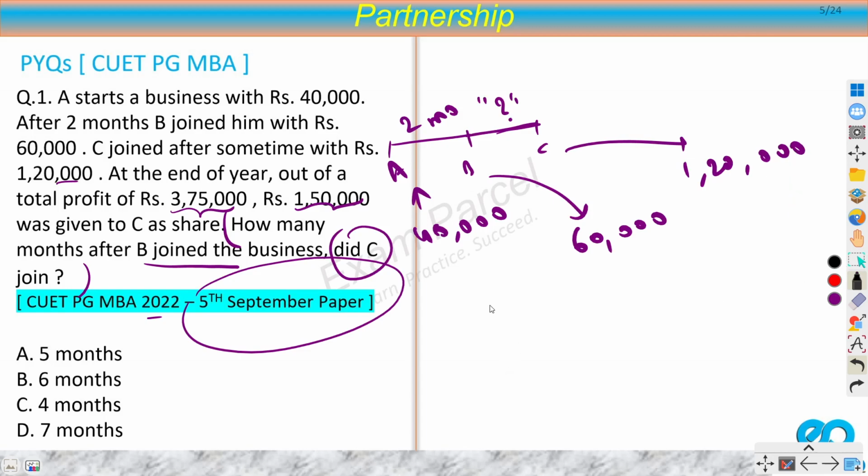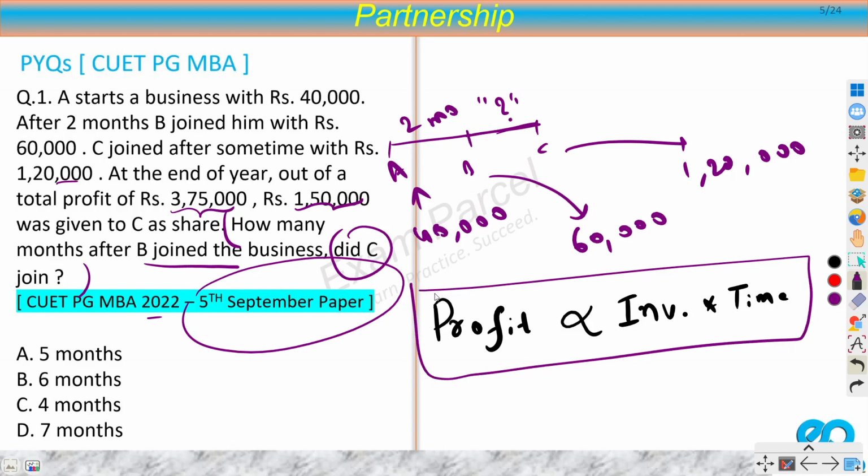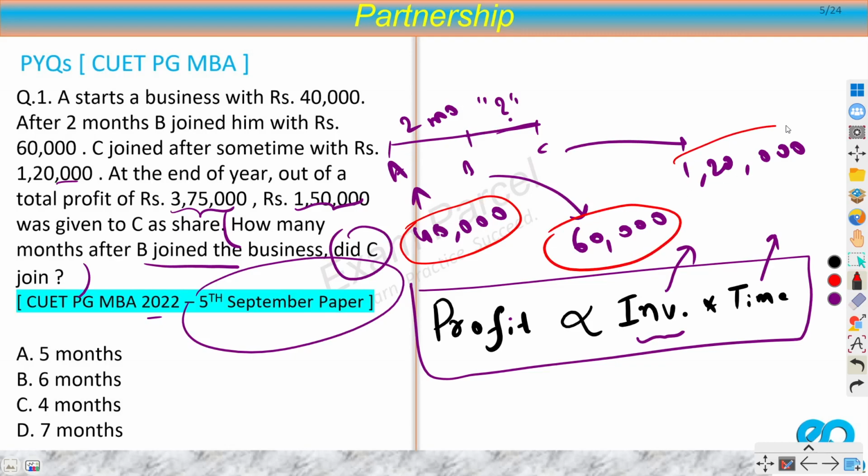Now in partnership, only one formula is there. I would not say that it is a formula, but this is a common sense thing. The profit of any business partner is directly proportional to investment into time. This is the only thing that you should know in the partnership chapter. It means that the profit of a person depends upon how much investment he has done and how much time his money has been invested in the business. Now one thing you have to understand is that we don't need the actual values of investment or time. We only need the ratio of them.